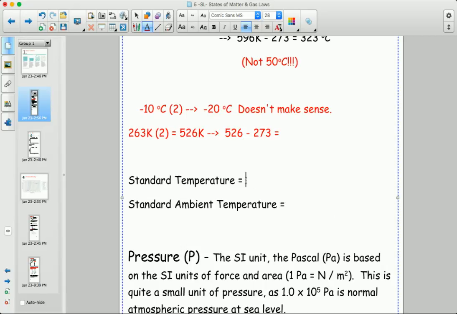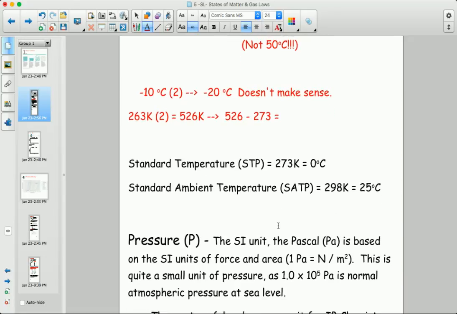So sometimes things will be talked about as being at STP, which means standard temperature and pressure. Standard temperature is 273 Kelvin, which is the same as 0 degrees Celsius. Standard ambient temperature is more like room temperature, and this is sometimes referred to as standard ambient temperature and pressure. These values are listed in the data booklet in table 2, I believe. Standard ambient temperature is 298, which is a warm room temperature. But these are both temperatures that get used to standardize how we compare gases.